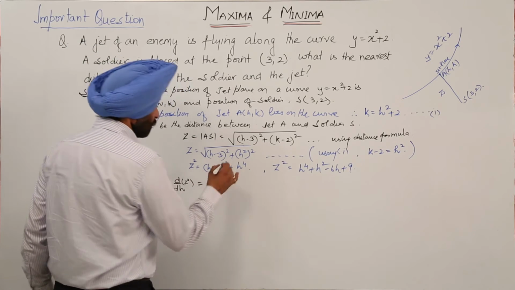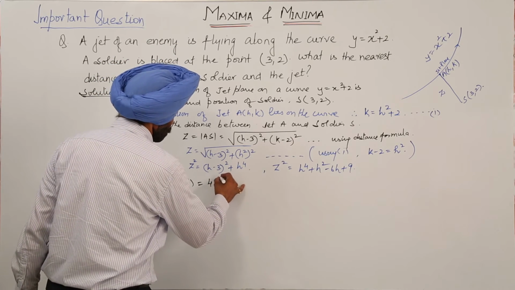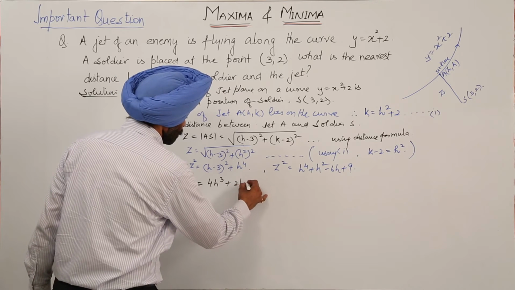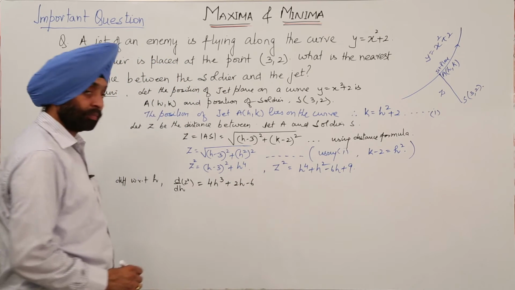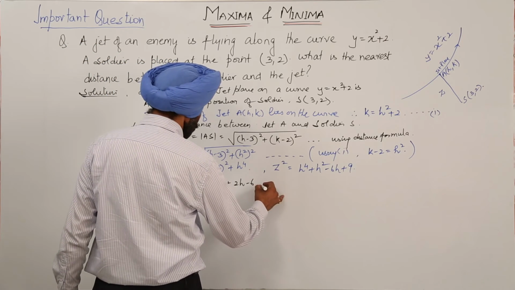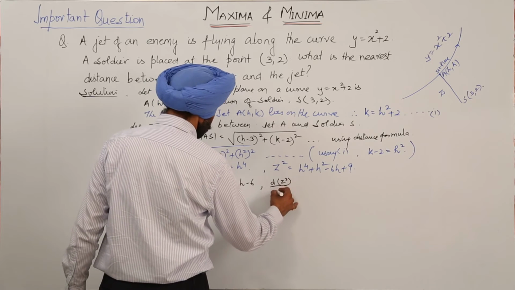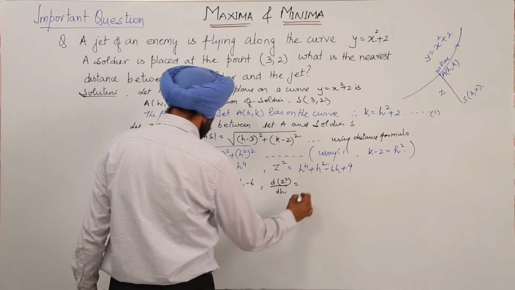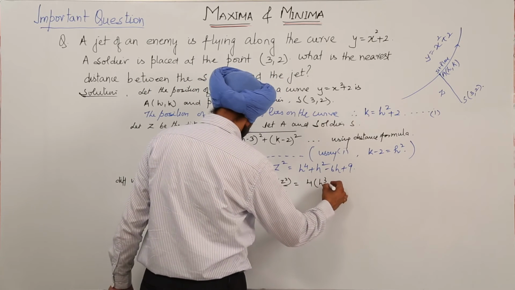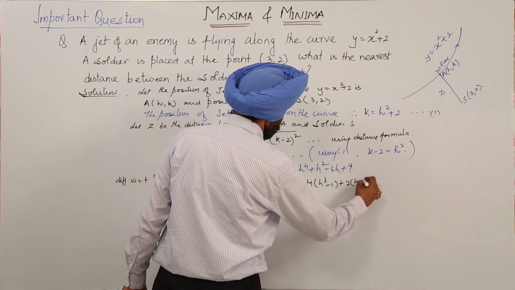Now what are we getting? 4h cube plus 2h minus 6. Okay, so let's make a factor. Now we are getting it equal to 4(h cube minus 1) plus 2(h minus 1).